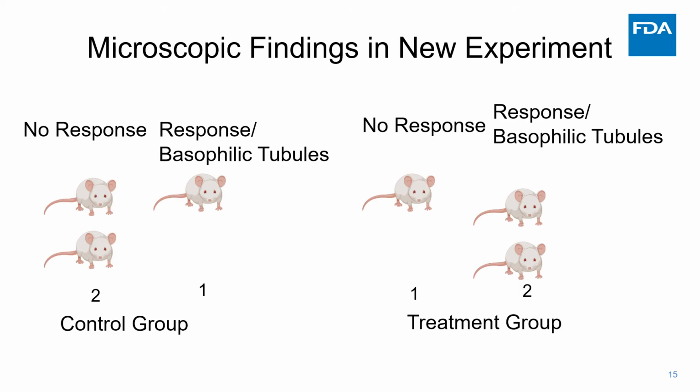So this is our new study. In the control group, there are 3 animals. In the treatment group, there are also 3 animals. In the control group, let's say there is 1 animal that responded, that showed basophilic tubules. And in the treatment group, 2 animals show basophilic tubules. So in the control group, 1 responded out of 3. In the treatment group, 2 responded out of 3.